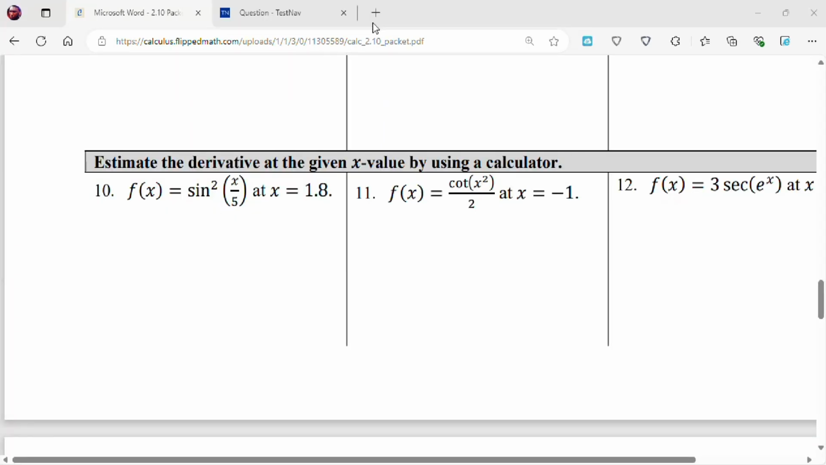Questions 10, 11, and 12 require a calculator, so make sure you have that. So we're going to use a calculator to find a derivative at a point. Our first function is f of x equals sine squared of x over 5 at x equals 1.8.